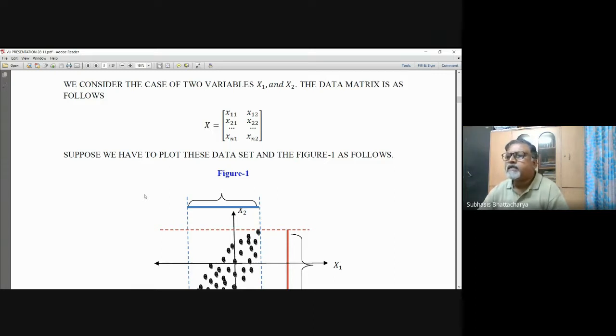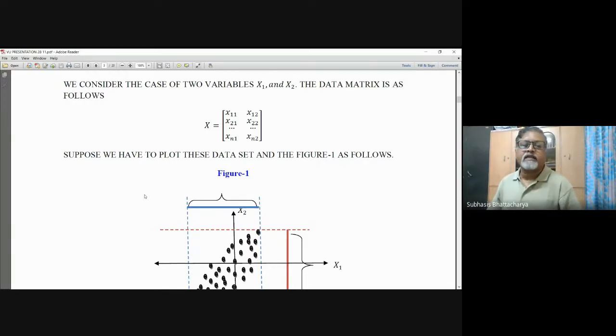So here we start the discussion, considering two variables x1 and x2, and the data matrix is like this. Suppose the data set for x1 is identified as x11, x21, and xn1, and x2 is identified as x12, x22, and xn2.